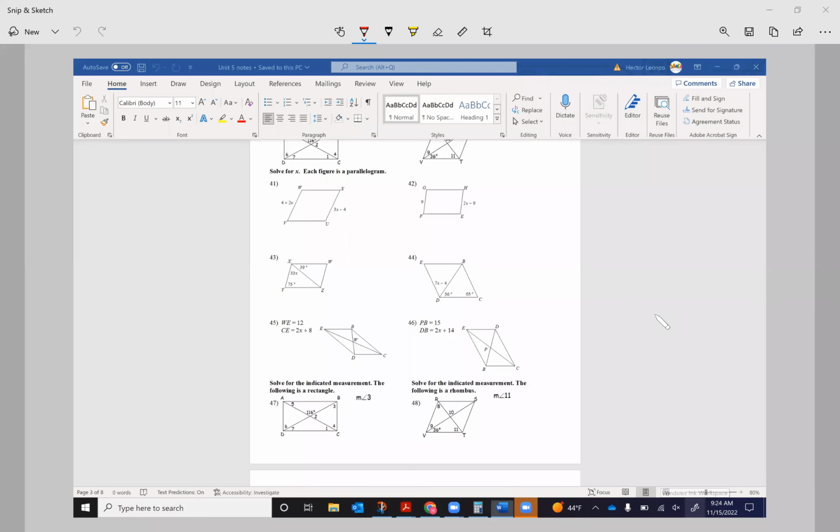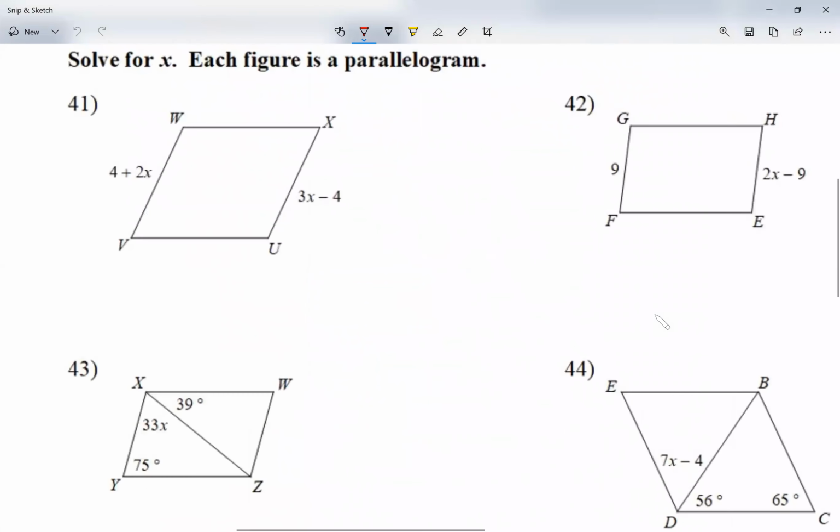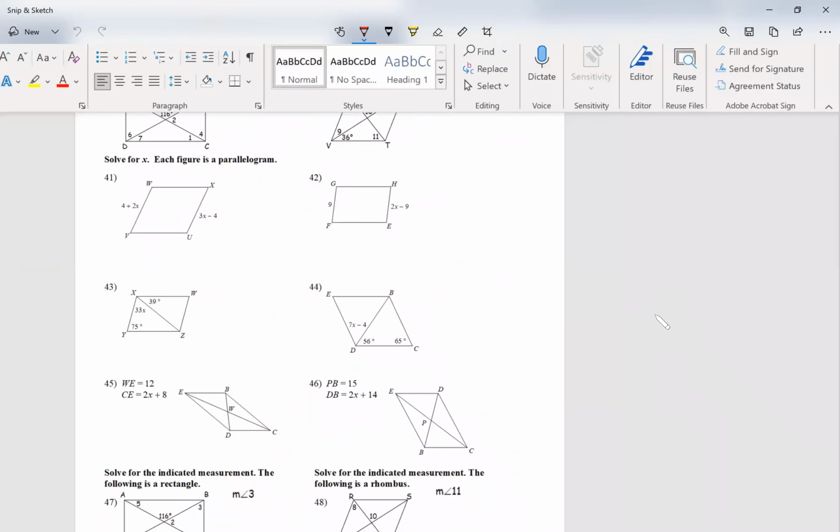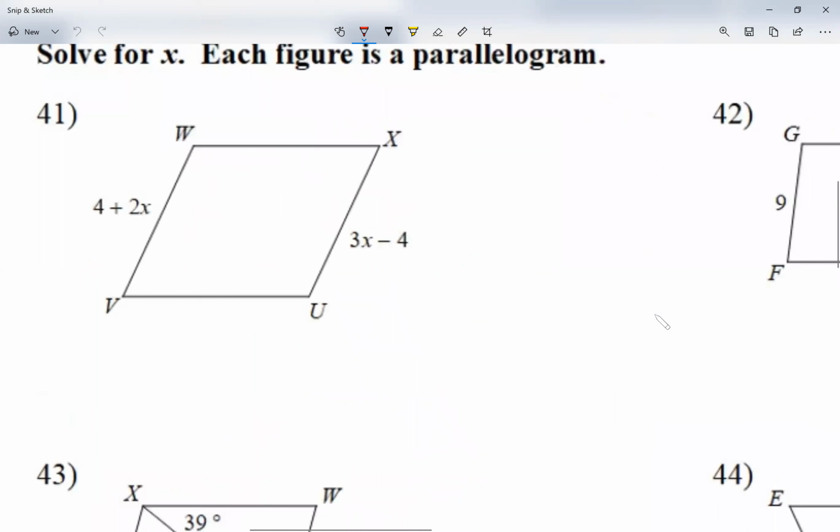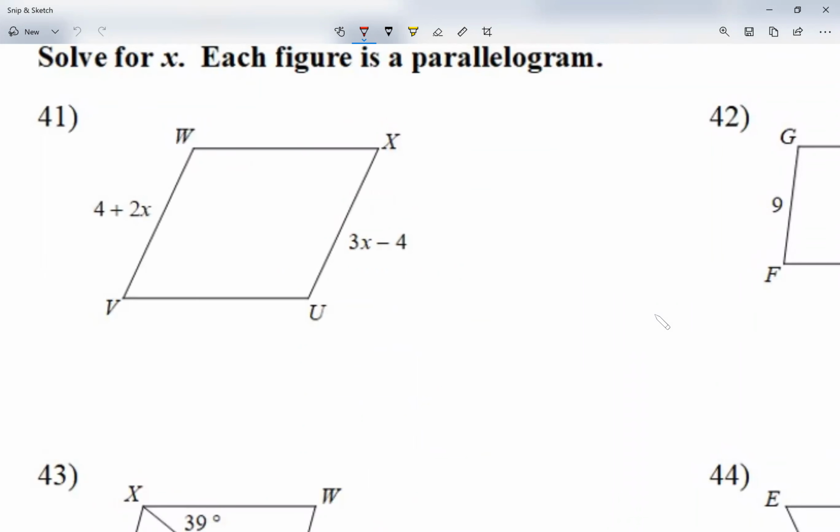Let's do a quick review of the week 41 through 48. So for 41 through 46, the instructions are solve for x. Each figure is a parallelogram. Okay, so we're dealing with parallelograms. Looking at number 41, I'm dealing with the sides because the measurements are outside. And I know that opposite sides are equal.